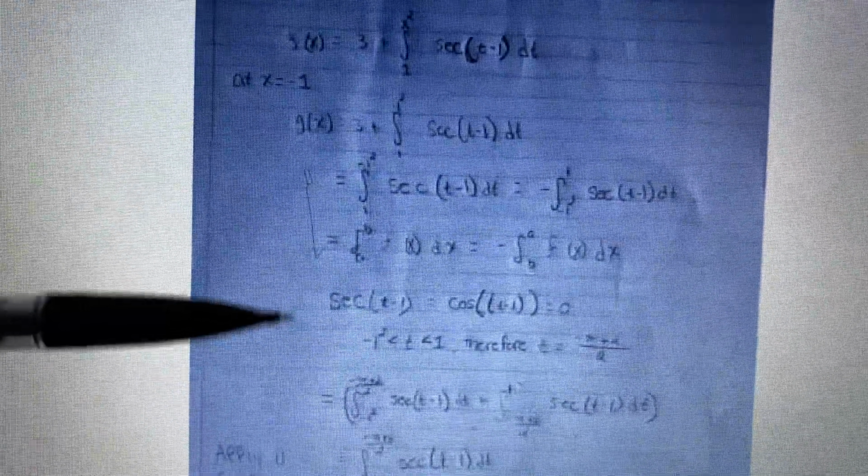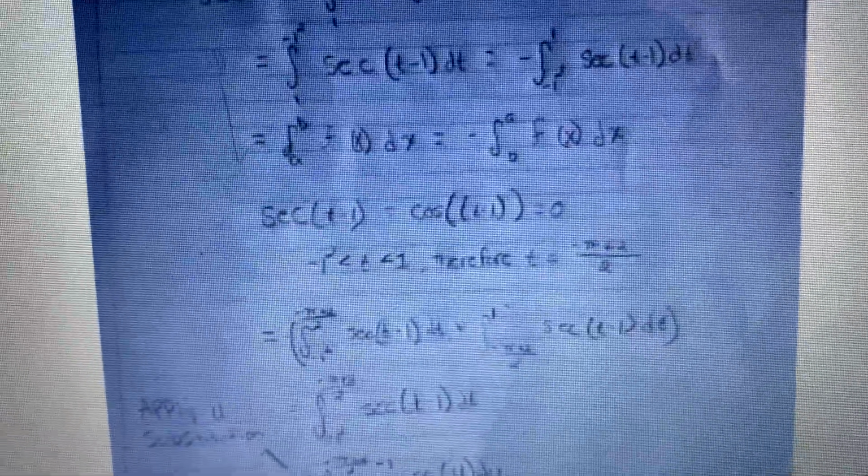All right, then moving on next, you'll take the denominator of secant(t minus 1) and compare it to 0, which we did right here. And then you move down and you get, this is your answer. So you have negative 1 squared is less than t, and t is less than 1. Therefore, t must be equal to negative pi plus 2 over 2, which is the answer right there.